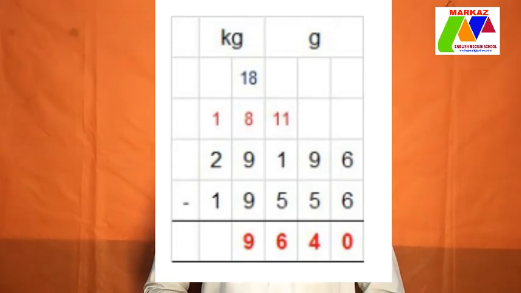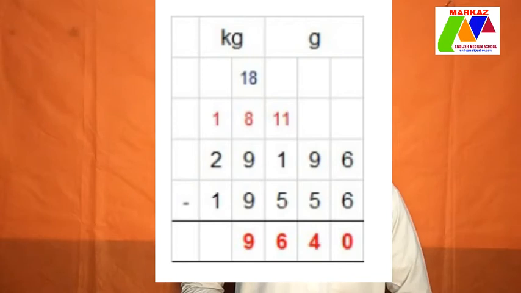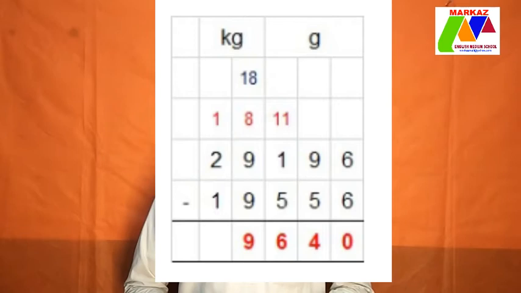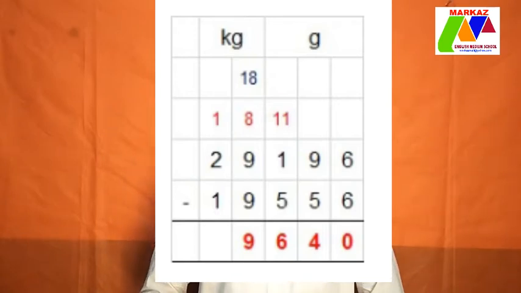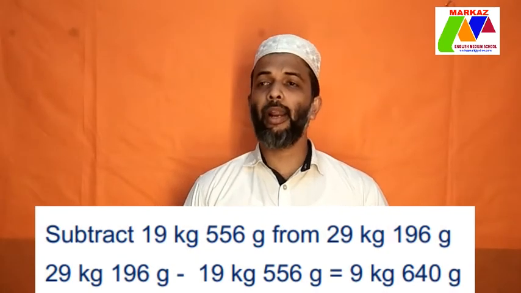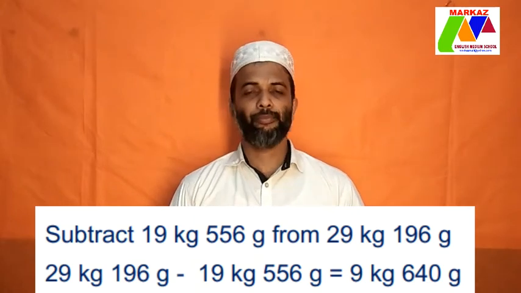Then again 8 minus 9, can't subtract 9 from 8. So borrow 1 from next place. 18 minus 9 is equal to 9. 1 minus 1 is equal to 0. Answer is 9640. You know, the last 3 digits are considered as gram. So 640 is gram, 9 is kilogram. So our answer is 9 kilogram 640 gram.